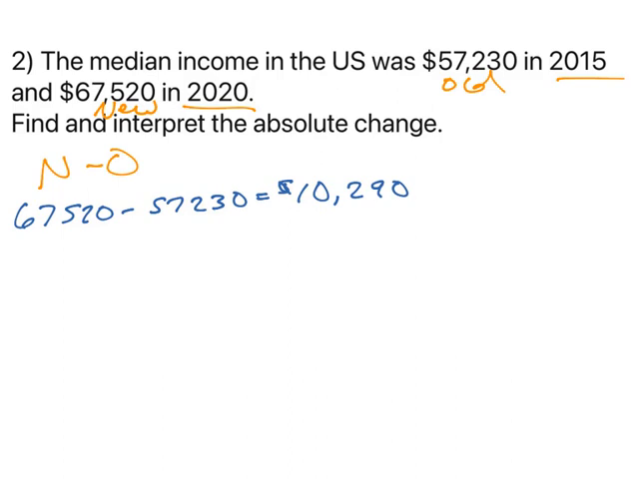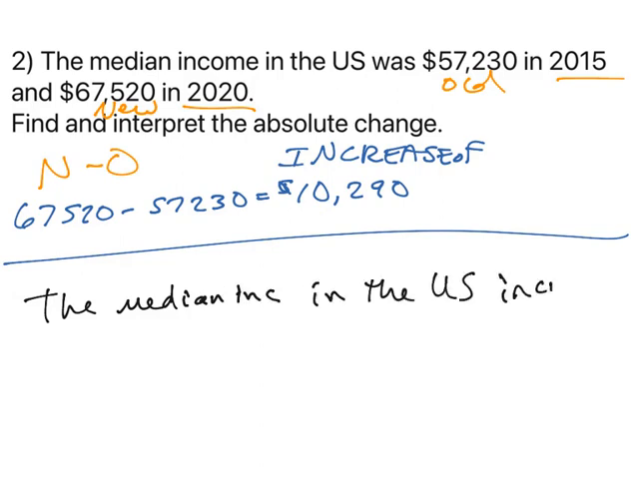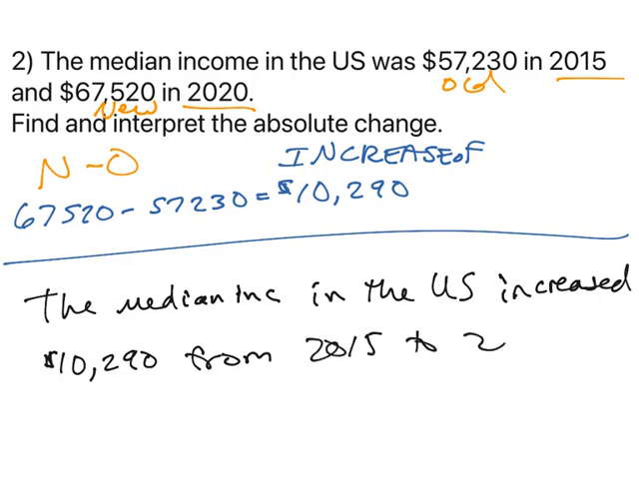It's positive. What does that mean? It means I have an increase. Okay, so an increase of 10,290. Interpret. What are we talking about? We are talking about the median income in the U.S. Now, what happened to it? It increased $10,290 from 2015 to 2020.